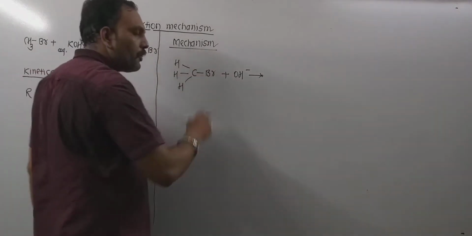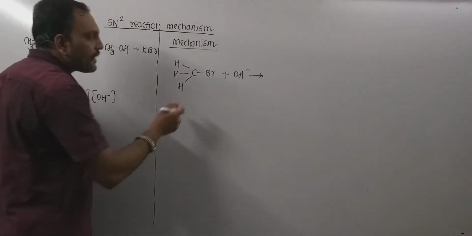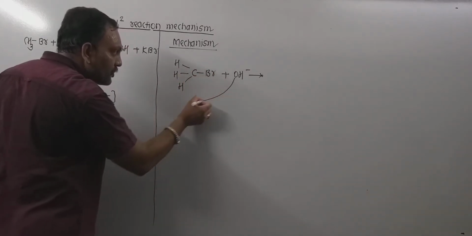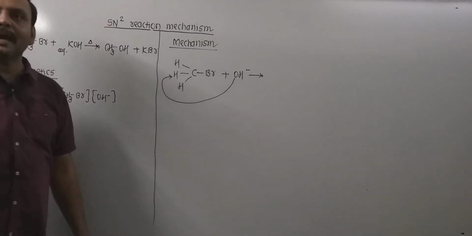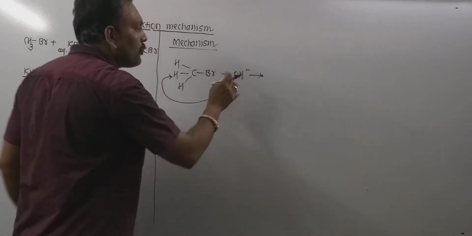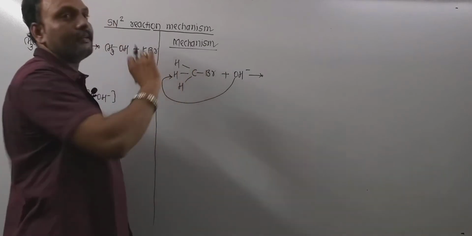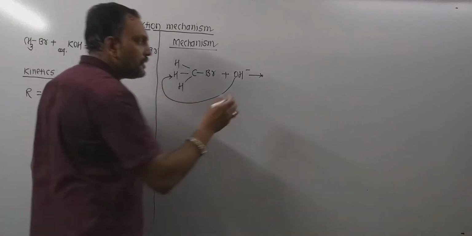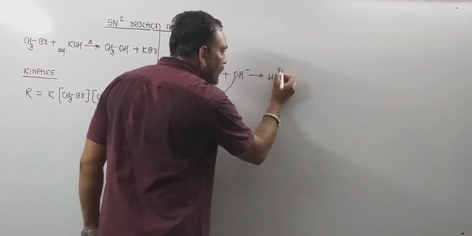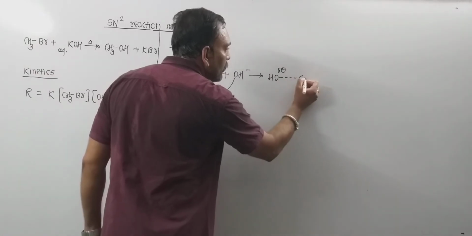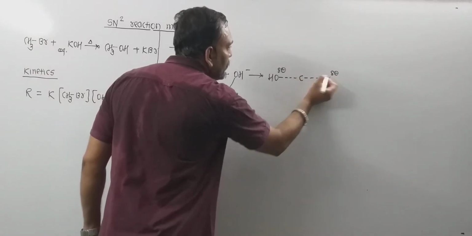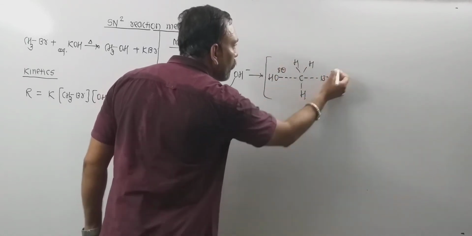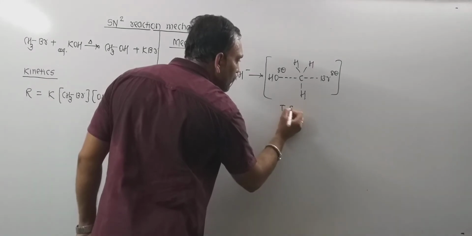Therefore, this nucleophile OH minus attacks the methyl bromide from the backside of the carbon-bromine bond like this. Due to the backside attack, attachment of the nucleophile and separation of bromine take place simultaneously, and that leads to the formation of a transition state. Remember, each and every reaction has to pass through a transition state before being converted into product. So this is a transition state.